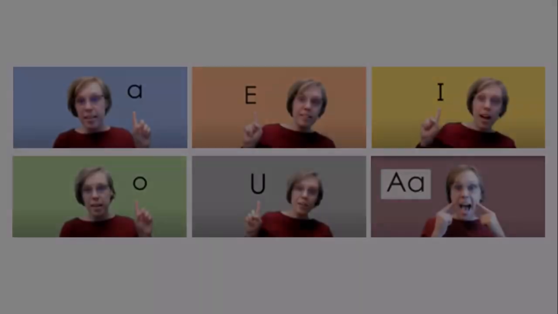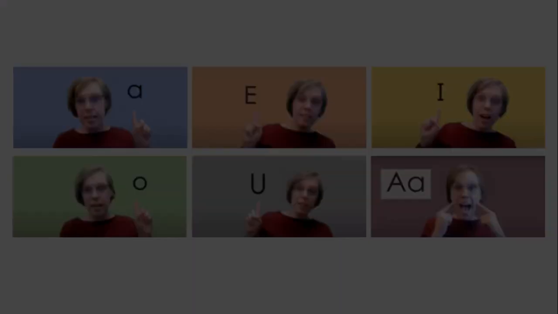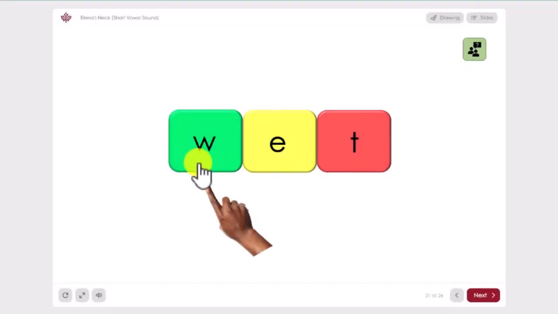Eh. There are 6 videos, one for short A, E, I, O, and U, and a 6th that reviews all the vowel sounds at once. These videos also include modeling of how to use the interactive activity that follows it. Here, students can practice clicking each letter to hear its sound.